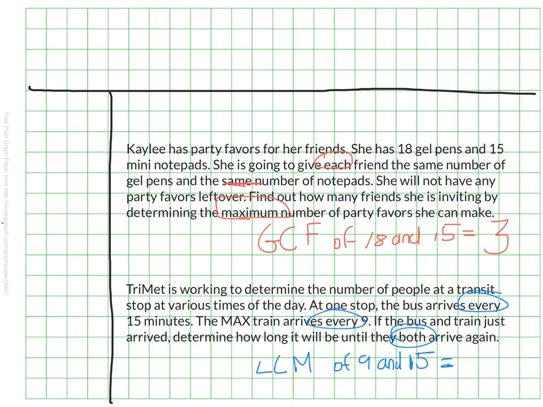Meanwhile, the TriMet buses, we're looking for the LCM of 9 and 15, which is, of course, 45. I could use whatever strategy helps me to get there, but that tells me that both the bus and the MAX would arrive again in 45 minutes.